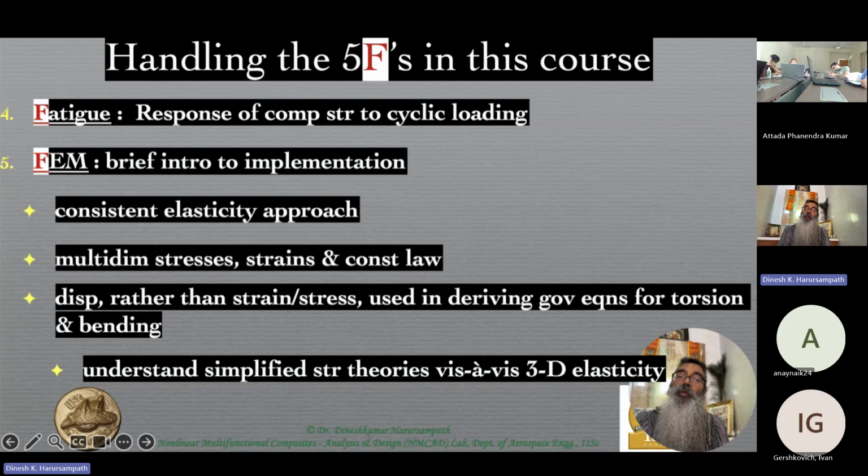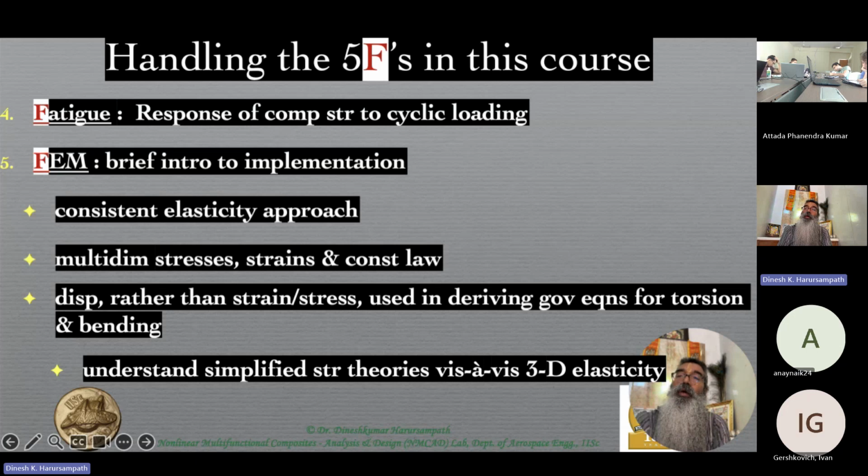Finally, we deal with the bread and butter of the structural engineer, which is the finite element method or any computational techniques which come under this branch. What we will be able to do at the most is just a very brief introduction to its implementation. Again, all in a very qualitative sense, based on the elasticity theory that we would have already introduced. So we will talk about a consistent approach along with that elasticity.